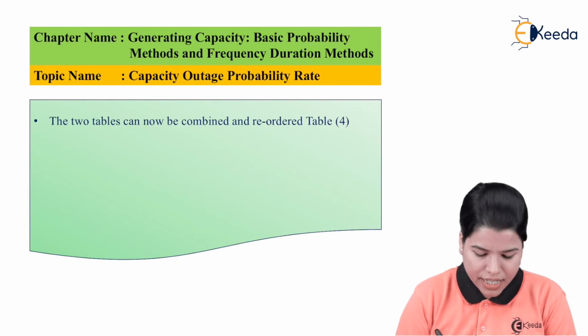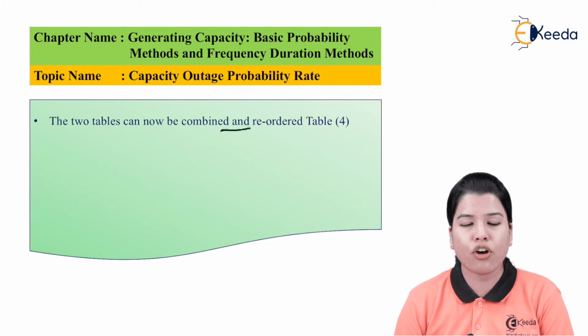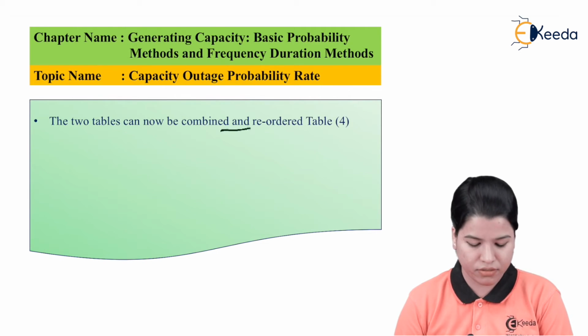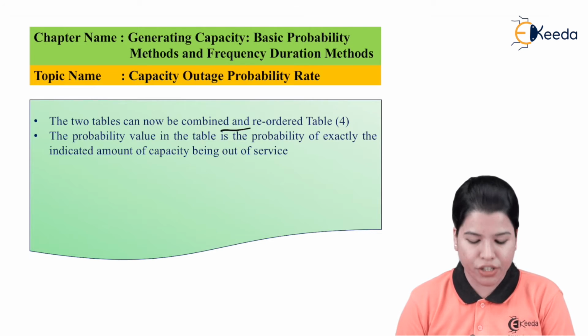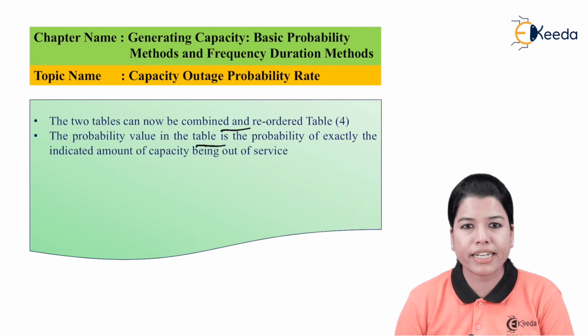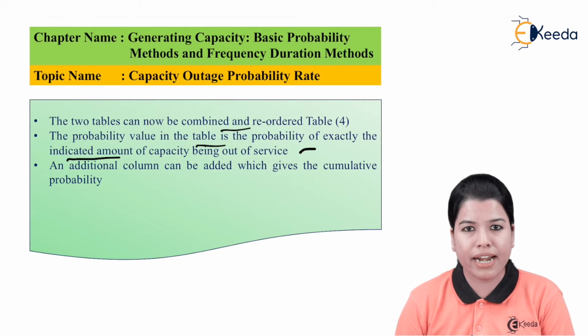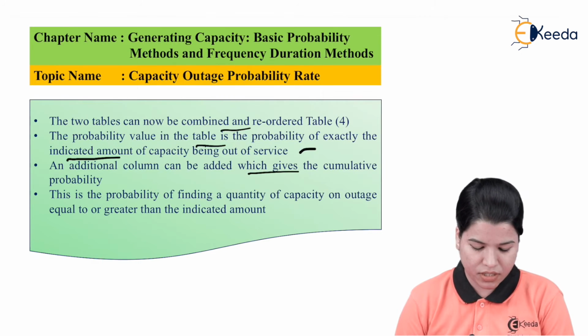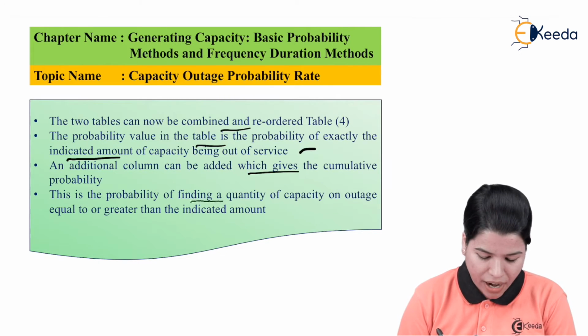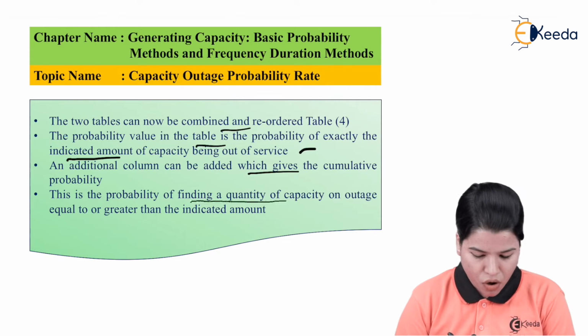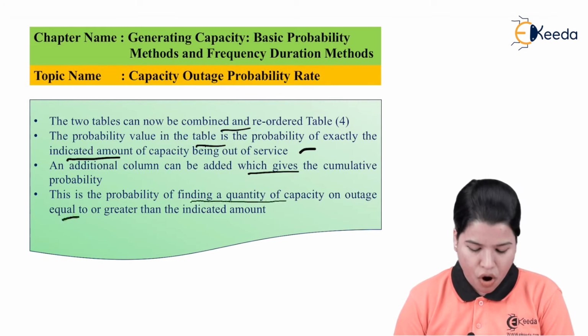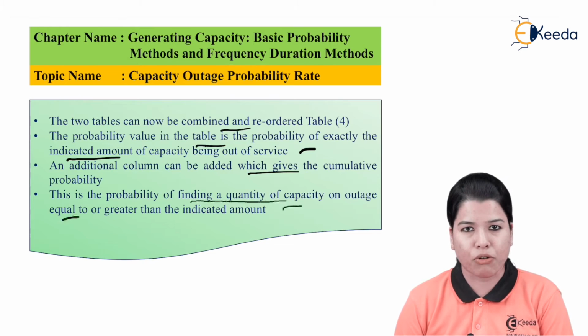Now the two tables can be combined and reordered to form table number 4. The probability value in the table is the probability of exactly the indicated amount of capacity being out of service. Now an additional column can be added which gives the cumulative probability. This is the probability of finding a quantity of capacity on outage which is equal to or greater than the indicated amount.